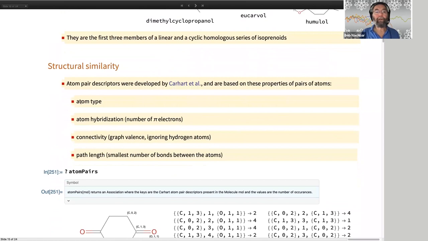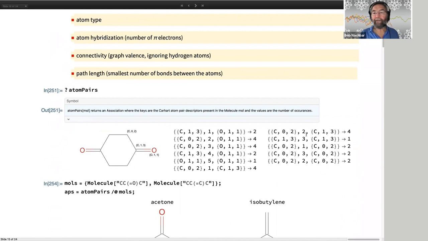The structural similarity that we're using was developed by a group at Lilly Labs, led by Carhart. And it uses what's called an atom pair descriptor. It's based on the atom type, the atom hybridization, the number of connections to the atoms, and the number of bonds between the two atoms in the atom pair. So this molecule here has these atom pairs. We've got atom one and atom two, the number of bonds in between them, the atomic symbol, the number of pi electrons on it, that's the hybridization, and the number of connections to the atoms. This one has 3, so it's describing this atom here. And this is the oxygen atom that's attached to it. It's got 1 pi electron, that's the double bond, and it's got 1 atom attached to it, that's the bond there. And we've got 2 atom pairs in the molecule that are like that.